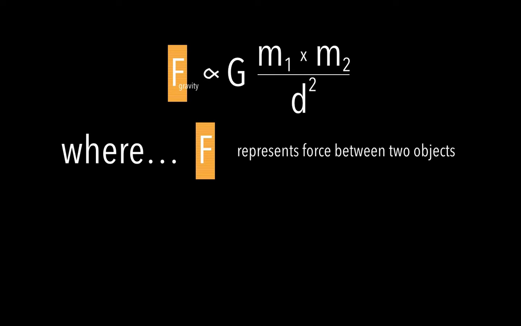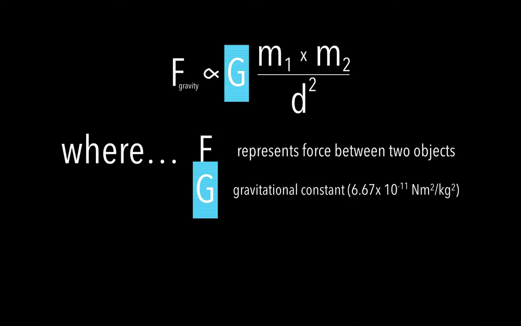F represents the force between the two objects. Our G is a gravitational constant, which is 6.67 times 10 to the negative 11th power. Okay, I'll make a separate video as to how big G was discovered. Now remember, big G is different than lowercase g, which is gravity. This is the gravitational constant, an incredibly small number.